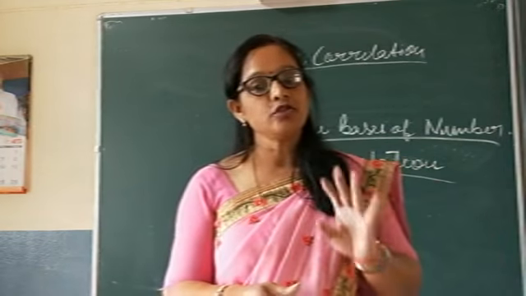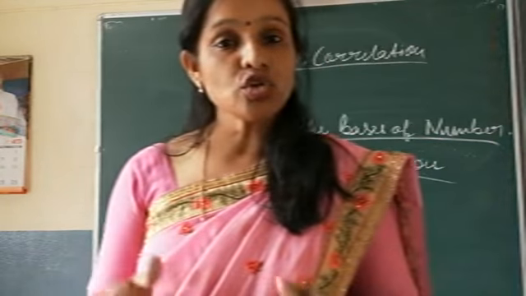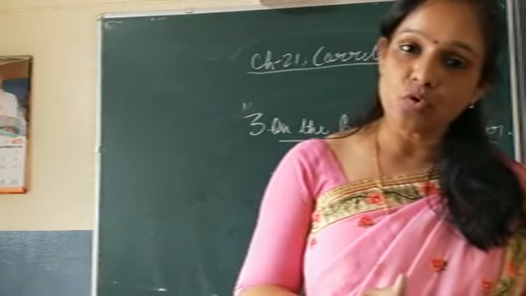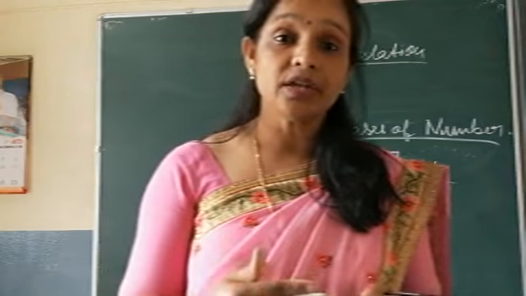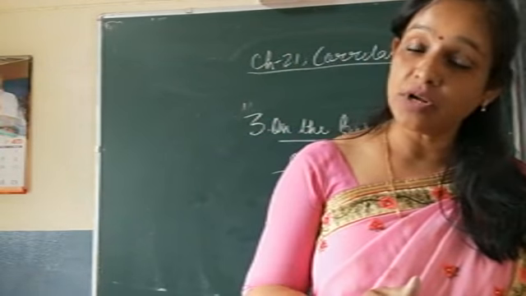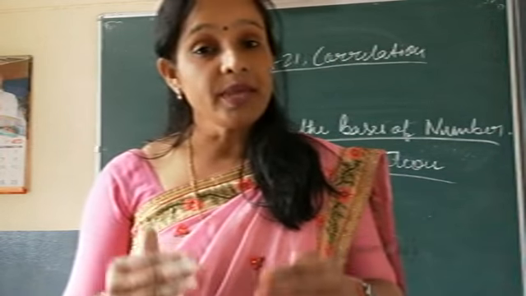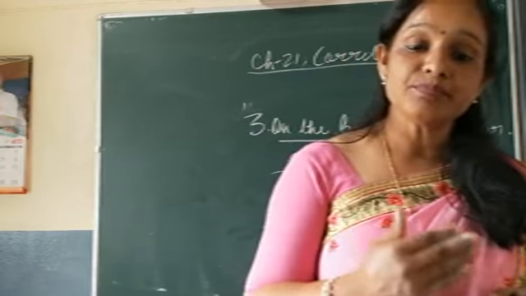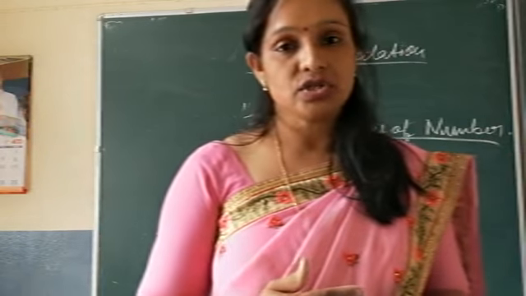So we have completed three types of correlation, children. First, on the basis of direction of change, we have positive and negative correlation. Second, on the basis of ratio of variation in the variable, we have linear and non-linear correlation. Third, on the basis of number of variables, we have simple correlation, multiple correlation and partial correlation. Is it clear?